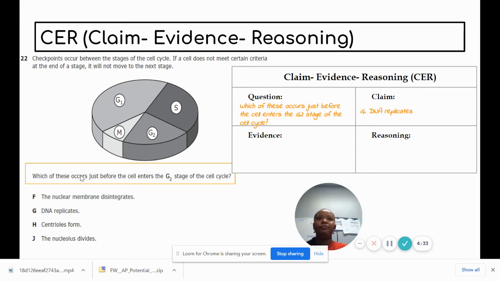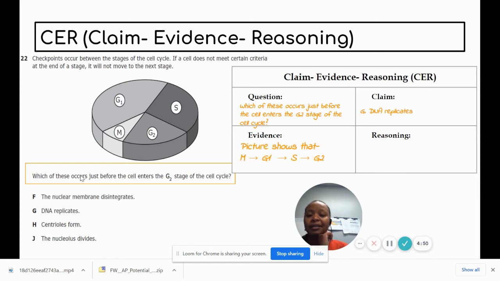But here you go. This is why I love this test taking skill, because it forces them to go back to the problem, go back to what's provided for them, go back to the graphic and pull evidence from it. Cite your evidence. What is making you say the DNA replicates?